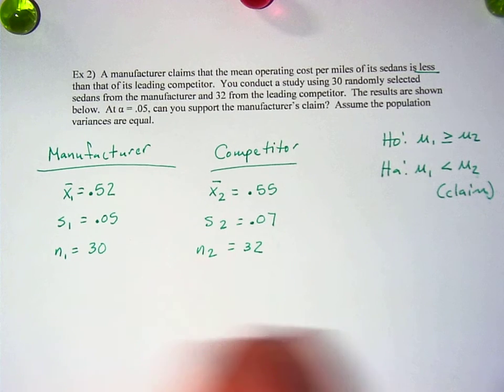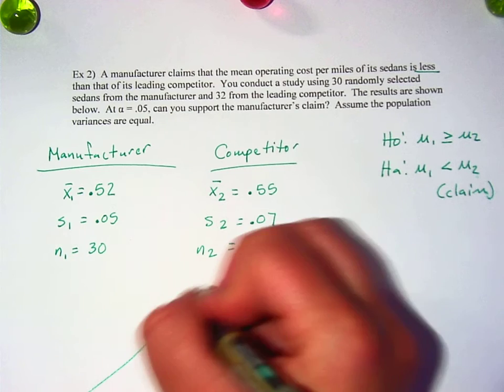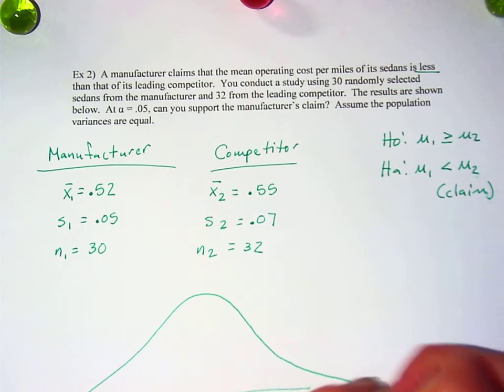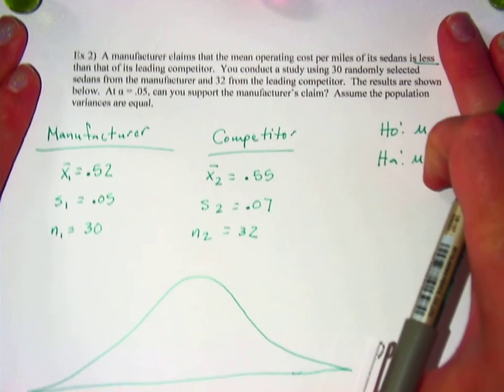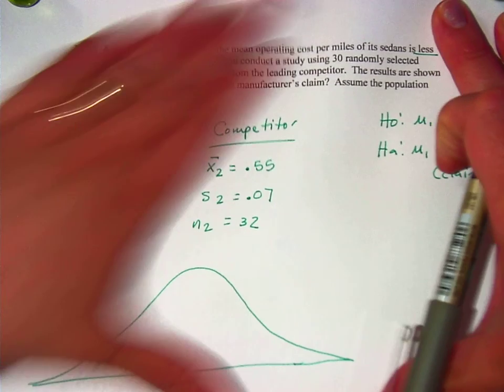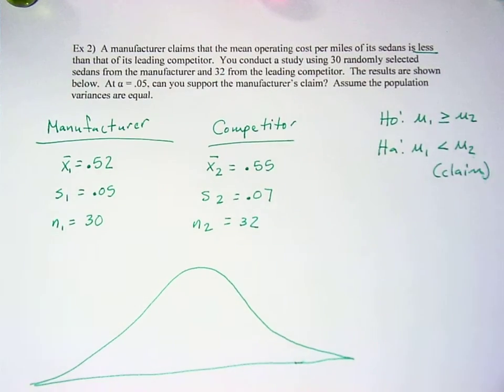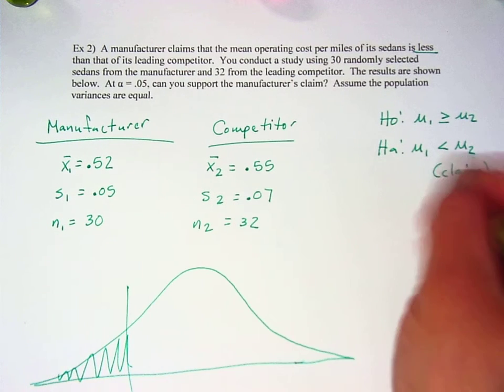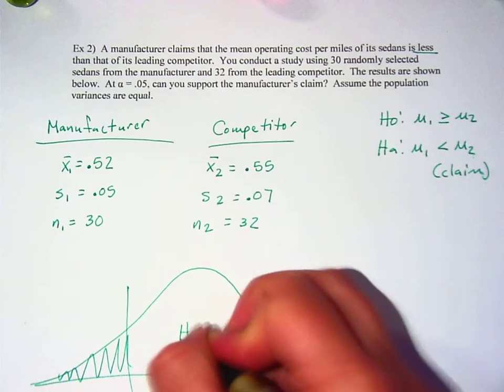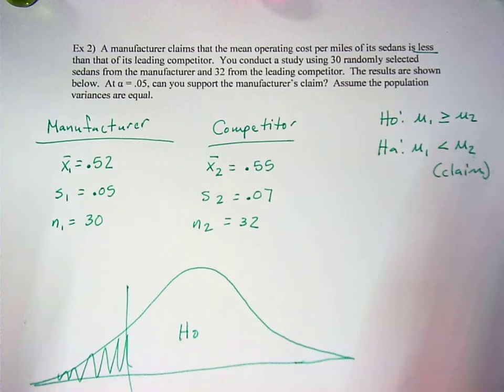Okay. I can definitely do this problem because if you look at all the information, both sample sizes are bigger than 30. So that's good. And it's randomly selected. Population variances are equal. Okay, so this is a left-tailed test because over here H sub A is less than.